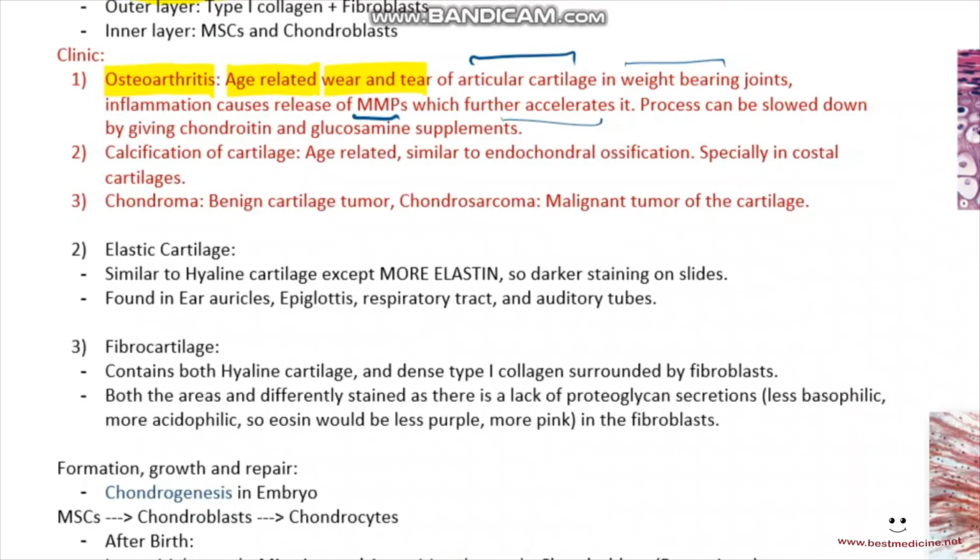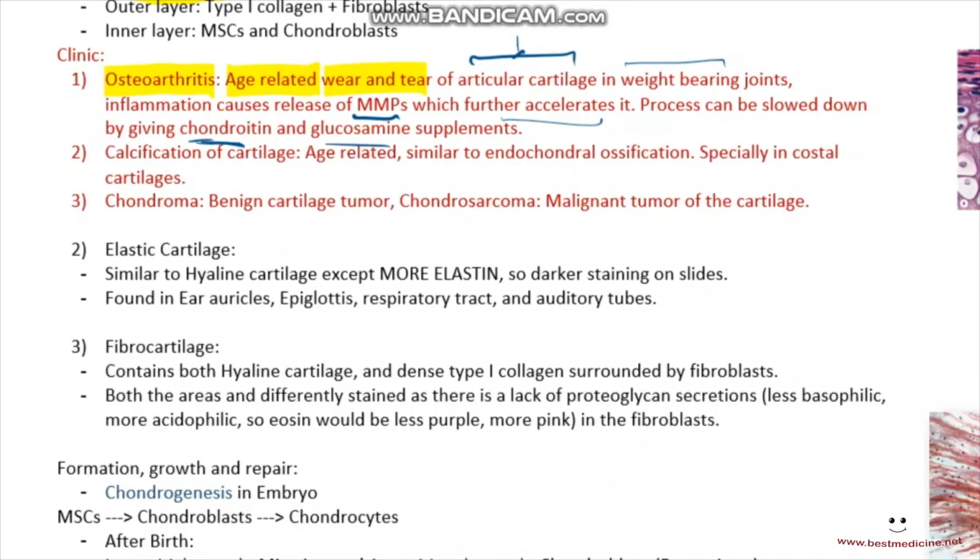So this process can be slowed down by giving supplements, right? And we discussed some of the supplements like chondroitin. We said that chondroitin is a major part of the hyaline cartilage, and hyaline cartilage is present inside the articular joints. And so we can slow this process down by giving chondroitin and glucosamine supplements.